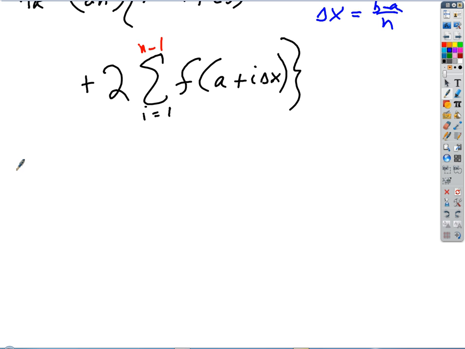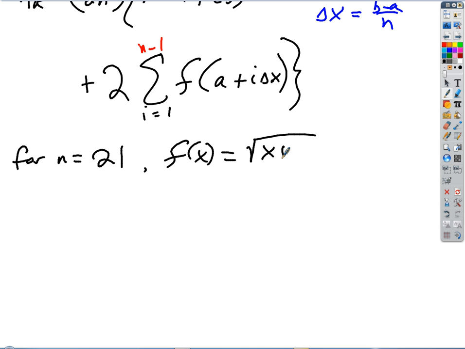So what if we wanted to estimate the trap for n equals, I don't know, 21. Let's estimate the area under the curve f of x equals square root of x plus 1 from, how about from 0 to 5? It's arbitrary. Okay, using the trapezoidal rule.